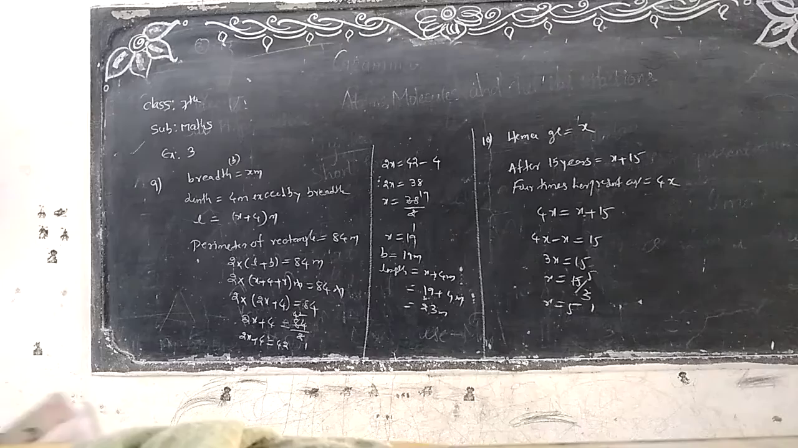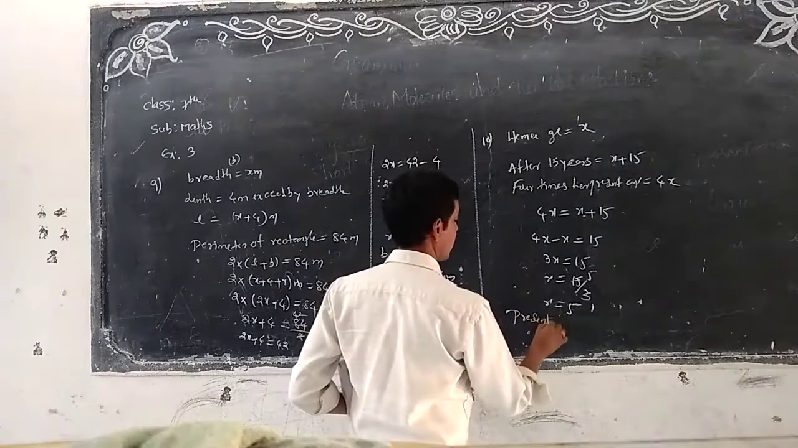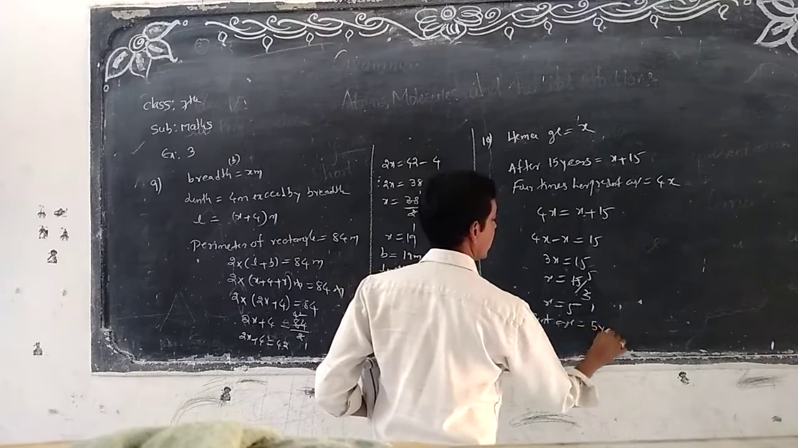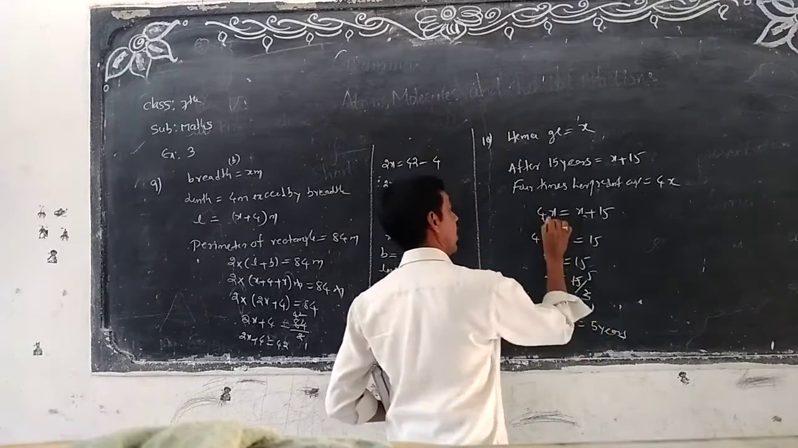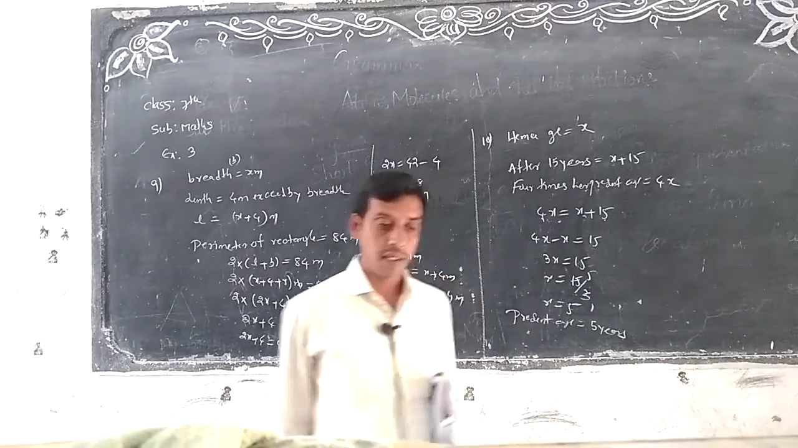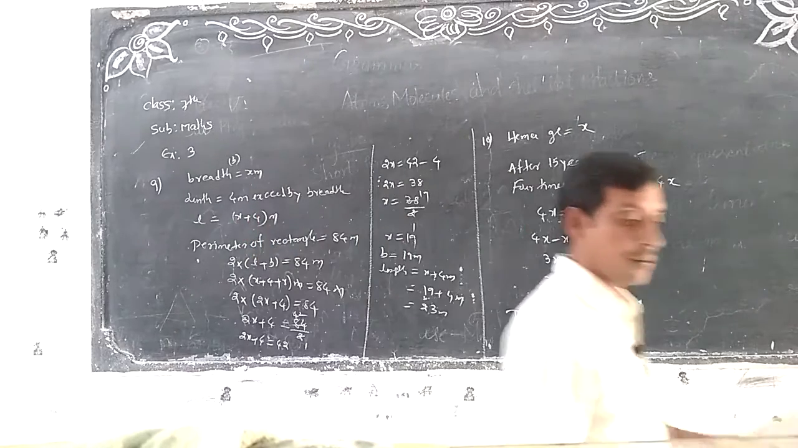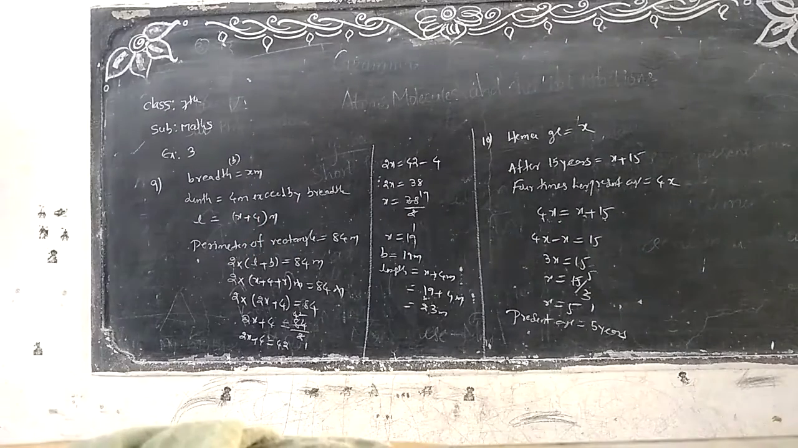So, what is our present age? Five years. So, why do we have to equate? After 15 years, this age will be equal to 4 times, and that is x plus 15. Okay, so once you got it, next.